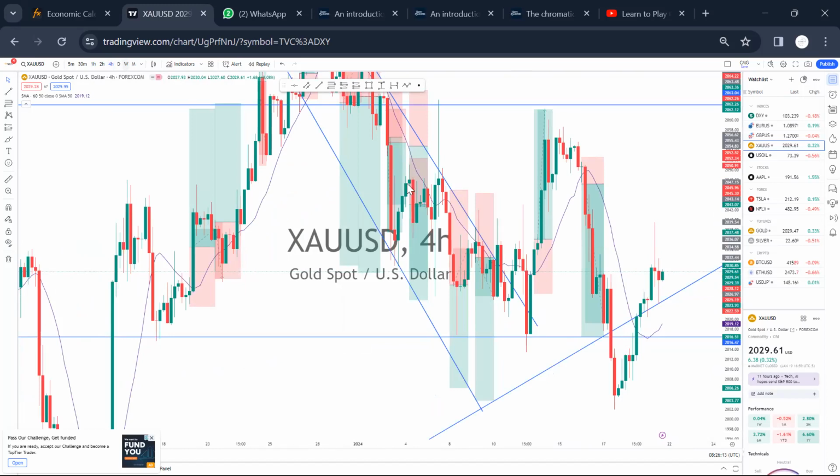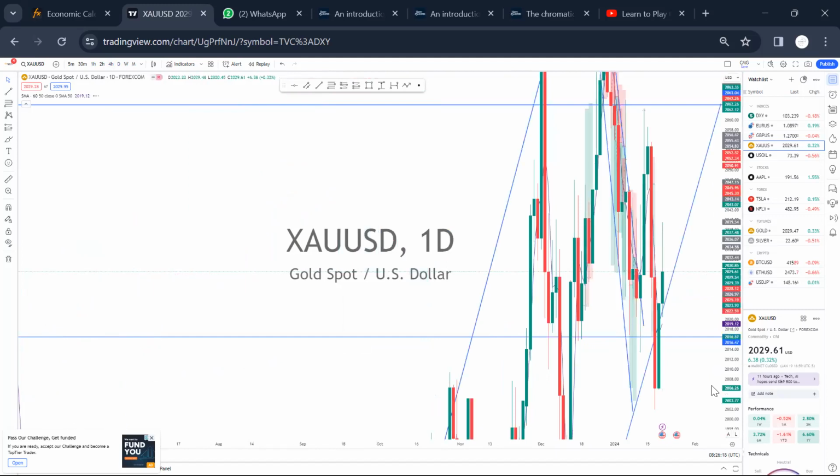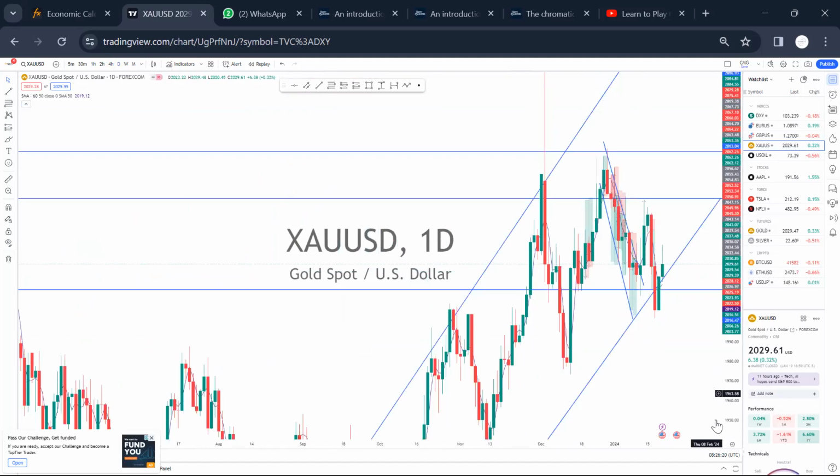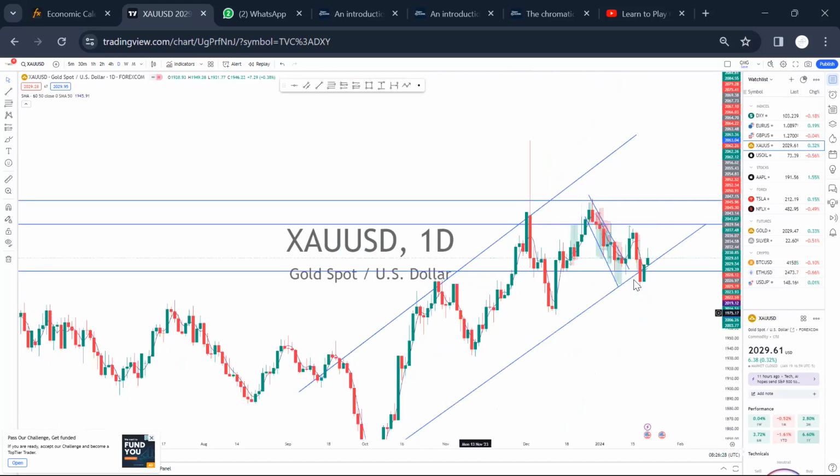The weekly even also looks bullish for me. That is looking at the trend, the channel. It looks bullish for me.